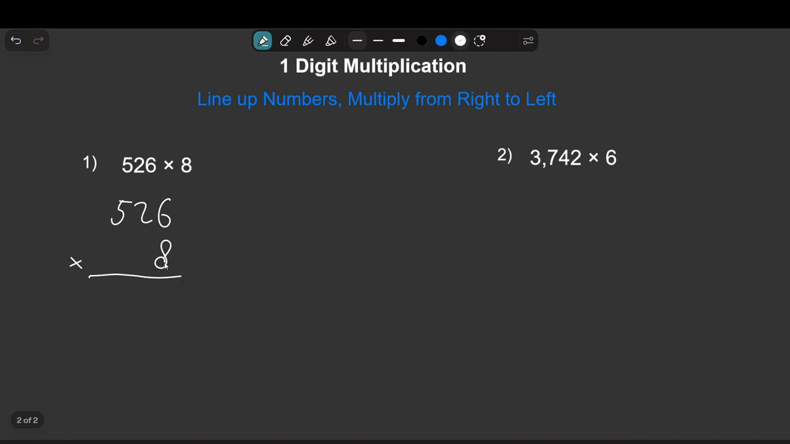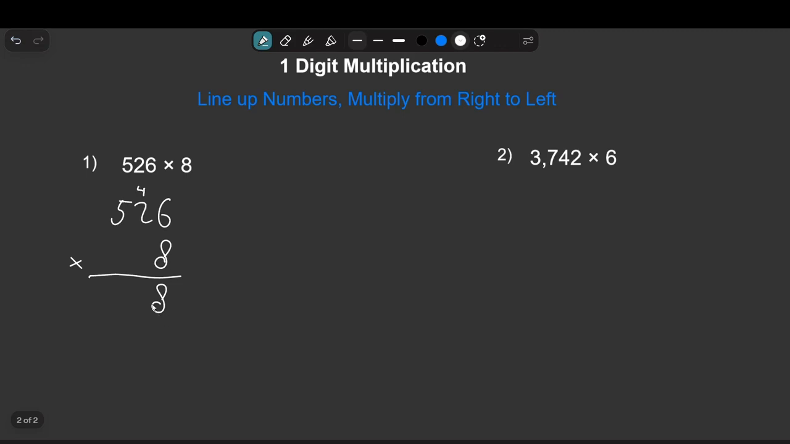So first of all, we have 8 times 6, or 6 times 8. I like to go from top to bottom, so 6 times 8, 2 times 8, and 5 times 8. So we have 6 times 8, which equals 48. Now, just like in addition, we just write the 8 and we keep the 4 right here.